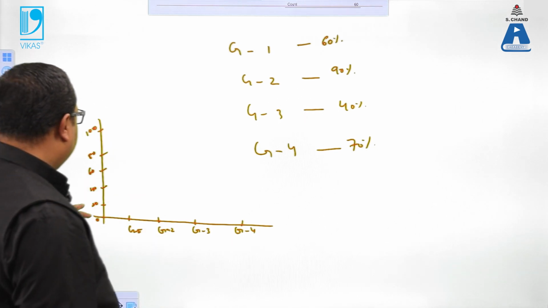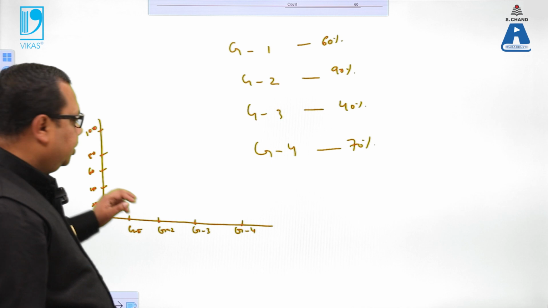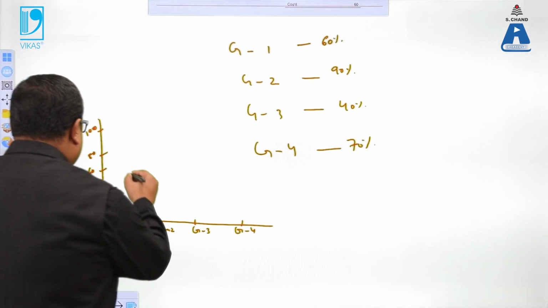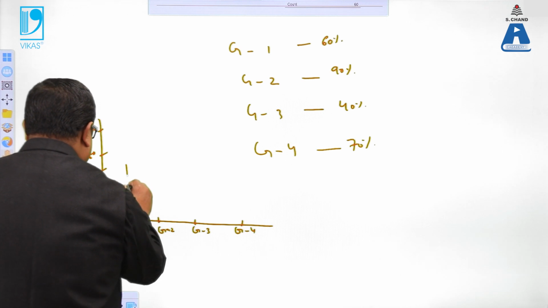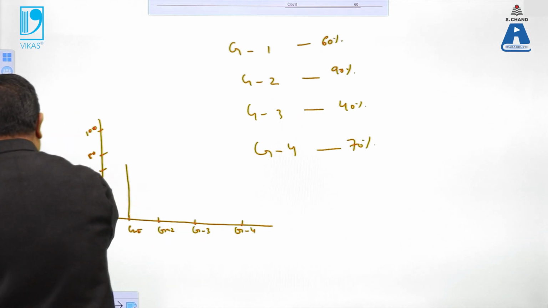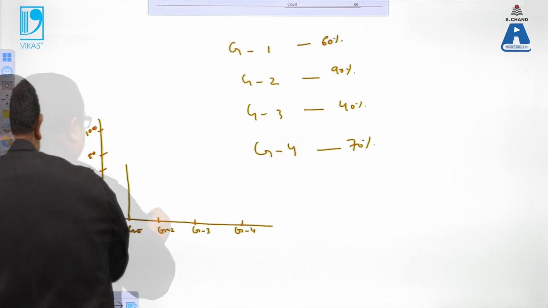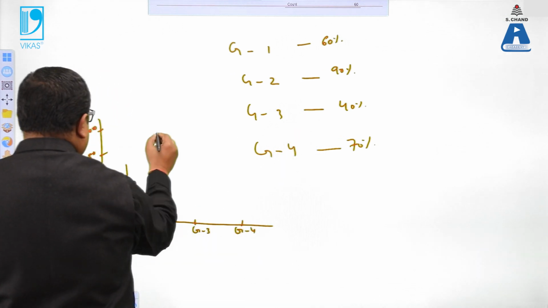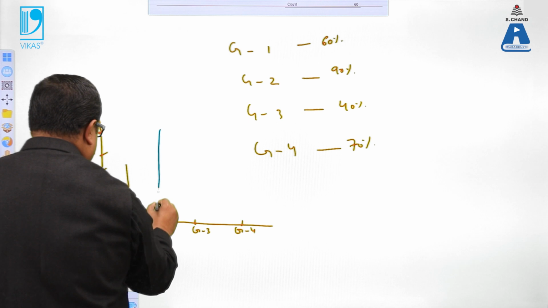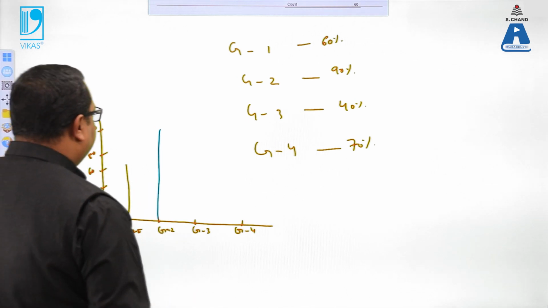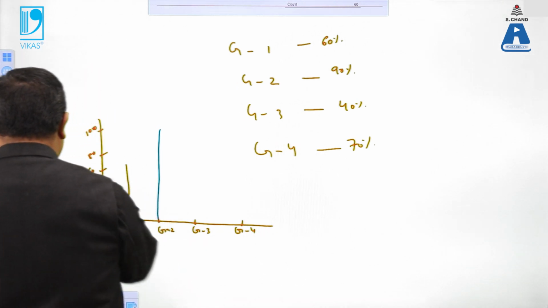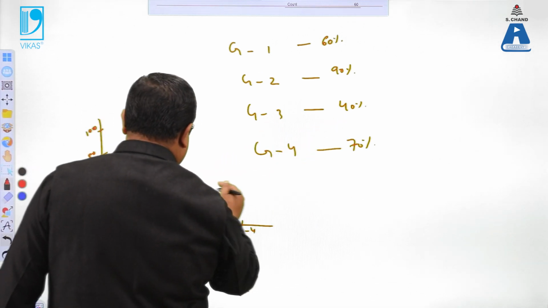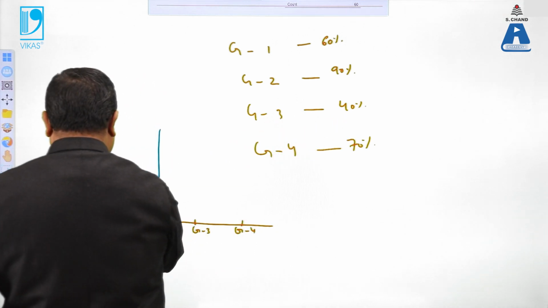So we have taken 5 categories of the percentage, and then group 1. Group 1 is under 60, so they have scored 60%. Then group 2 is 90%, so between 80 and 90. Suppose group 2 stands here. Then group 3 stands here, where they are scoring 40%. So 40% will come here.